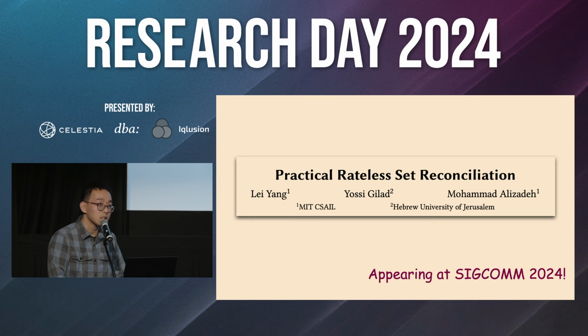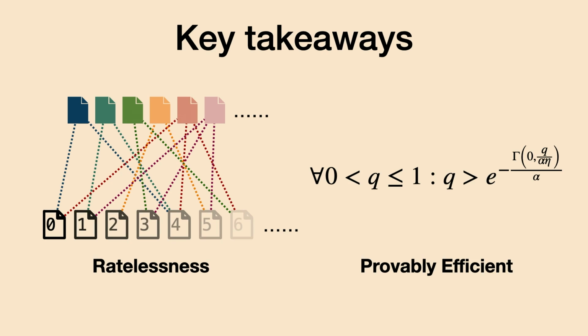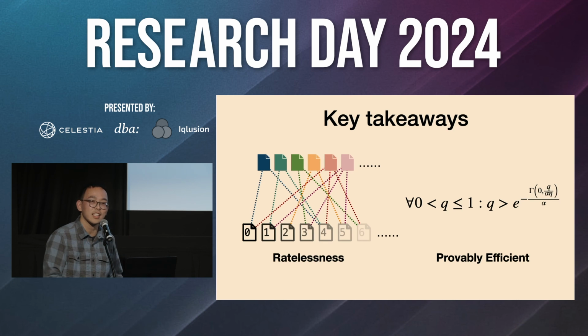This work has been accepted to SIGCOMM 2024. This is actually the first time I'm presenting it to a public audience, so please look forward to the final version of the paper. And I will repeat two key takeaways. We have a scheme for you to synchronize arbitrary data sets that has this very nice ratelessness property, and is also provably efficient communication and computation-wise. Yep, thanks for your time.